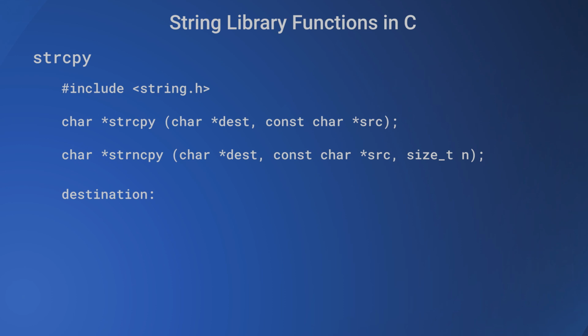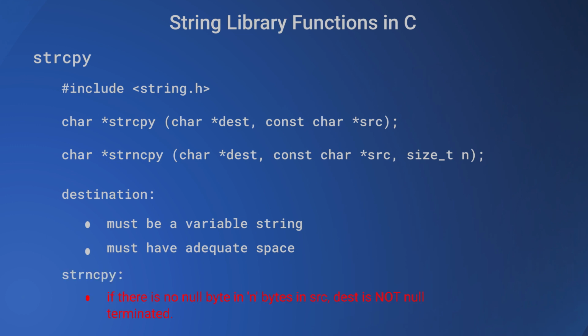The destination string must be a variable string. It cannot be a constant string, and it must have enough space to accommodate characters of source string. In case of strcpy, all characters of source, including the null byte, are copied to the destination. But in case of strncpy, if there is no null byte in n characters, the destination string is not null terminated. So there is one particular aspect where the behavior of strncpy is different from strncat. Let's look at this aspect with an example.